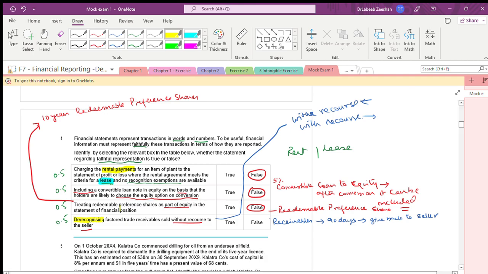You are de-recognizing. You are reversing. You are making the reverse, or in simple words, you are cancelling. But in accounting, we don't use these words. The answer is what? True or false? False. True.